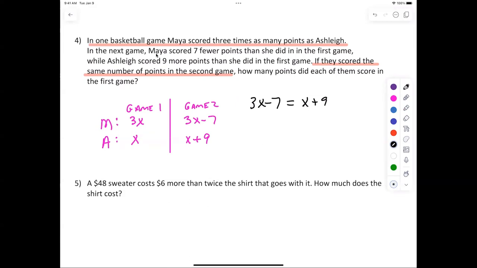Now, everybody's mental mathing this. Move the x over. That becomes what? 2x. Add the 7. So x equals 8. Now it says, how many points did each of them score in the first game? So Maya scored how many? 24 points. And Amaya scored how much?